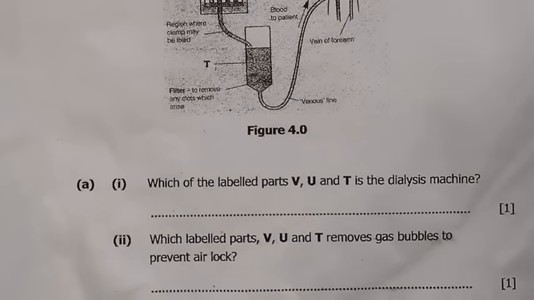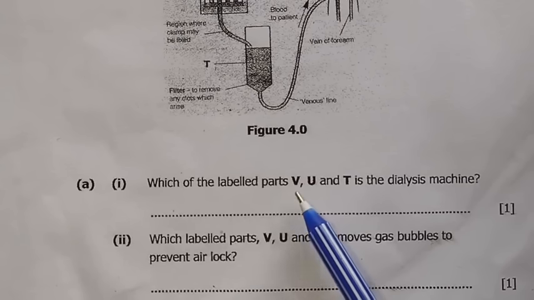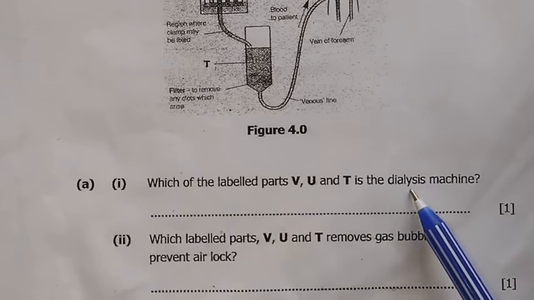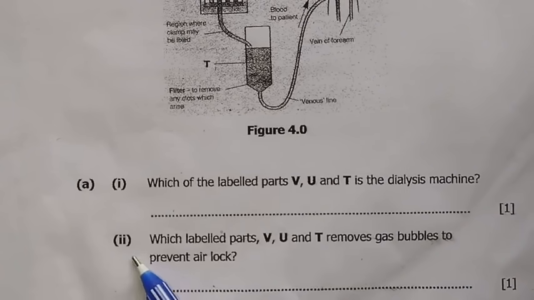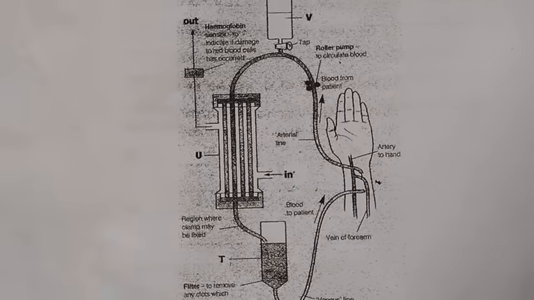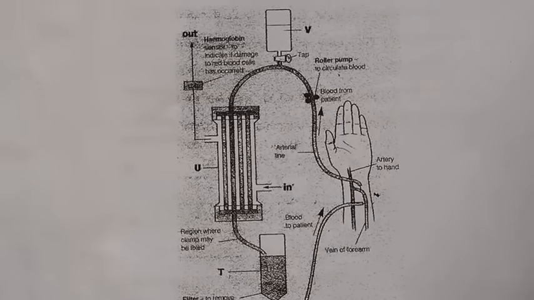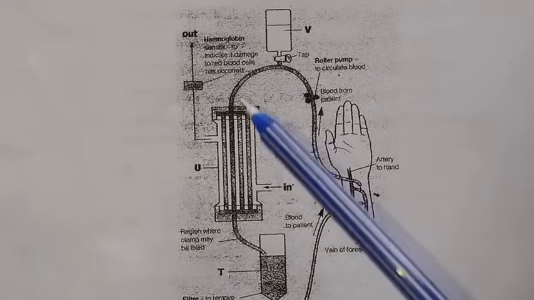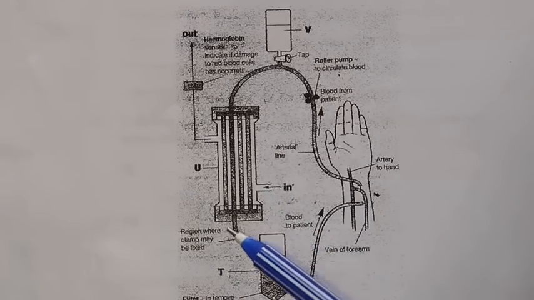So we have our question 1A right here. Which of the labeled parts V, U, and T is the dialysis machine? Then question 2. Which labeled part V, U, or T removes gas bubbles to prevent air lock? So in order for us to answer this question, we have to take a look at the diagram. Since we have part V, part U, part T, the first question wants us to identify which of these parts is the dialysis machine.